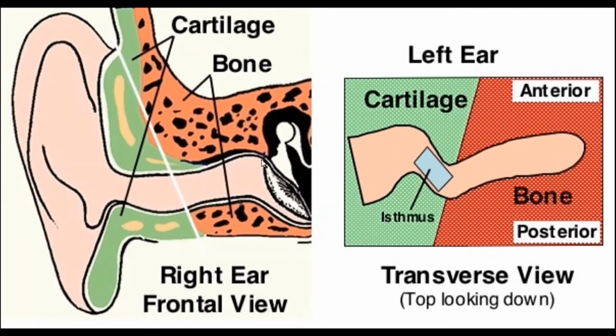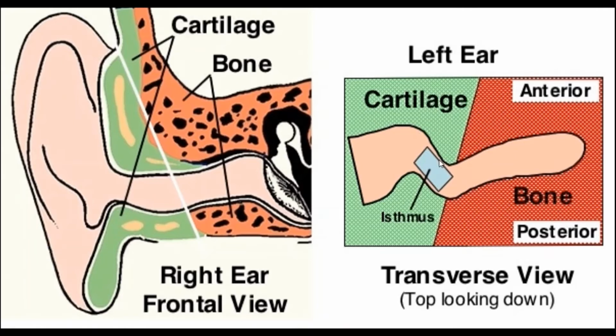Another thing about the external auditory canal that we should know is this part, which is called the isthmus. Why is this part important? This is the narrowest part of the external auditory canal. So this has the highest risk of foreign particles being stuck here because it is the narrowest part.